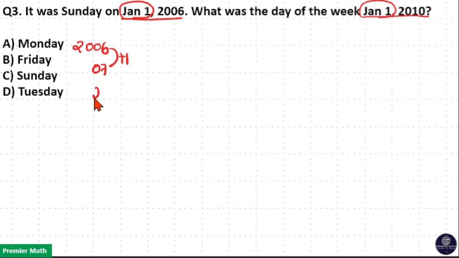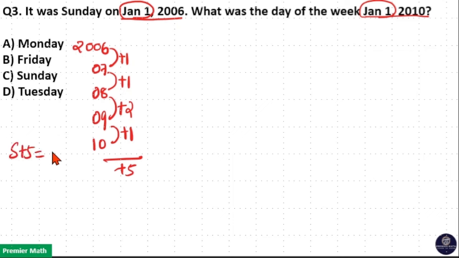Again 2007 to 2008. 2007 is a non-leap year, so it contains 1 odd day. Again this 2008 is a leap year, so 2008 to 2009 contains 2 odd days. Again 2009 is not a leap year, so 2009 to 2010 contains 1 odd day. So total 5 odd days. 1st January 2006 is Sunday, so Sunday plus 5 is Friday on January 1, 2010. So option B is your answer.